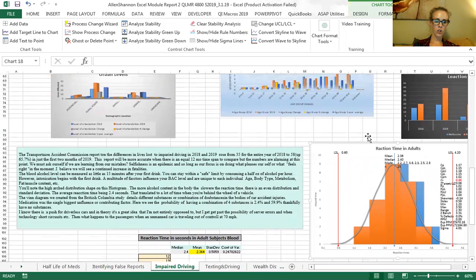You'll note the high arched distribution slope on the histogram over here. This is my first one. I had to download the QI Macros add-on because my version of Excel is so old.